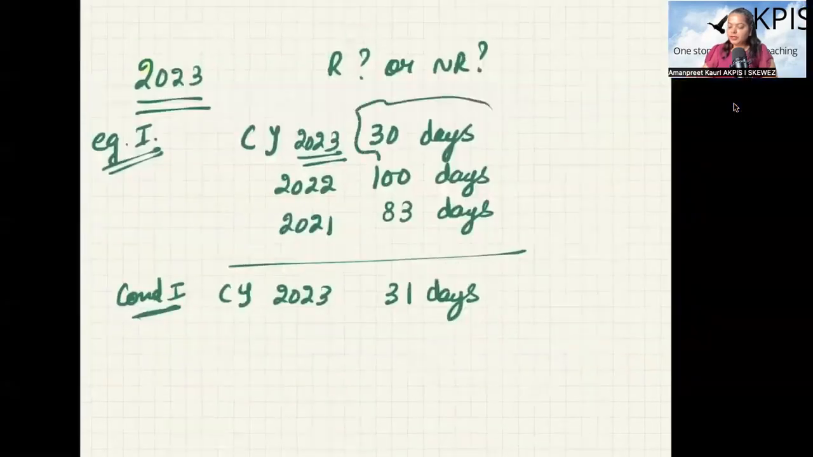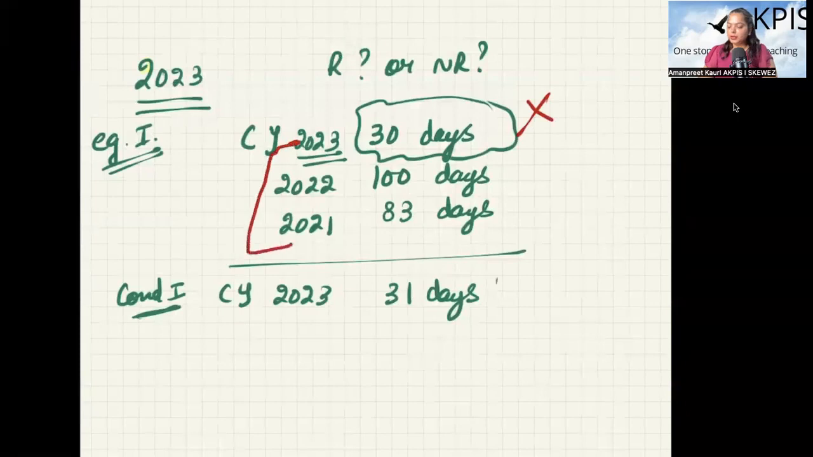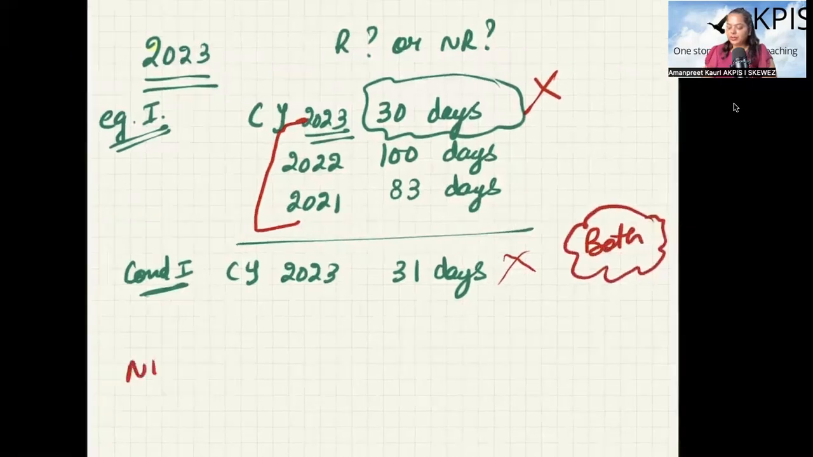So is this condition satisfied? The answer is no. So do we need to check the other condition of the current year plus 2 previous years? No, because both the conditions need to be satisfied. So he is a non-resident alien. Why? Because he is not in the current year for at least 31 days. So he is a non-resident.